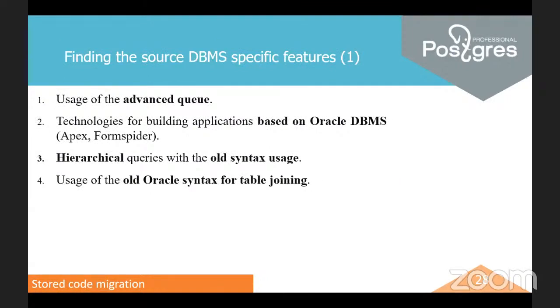And the first one is usage of the advanced queue, DBMS AQ, to encode and decode the messages between various system components. The solution related to queue mechanisms can be implemented on the application side, for example, by using various technologies such as Apache Kafka and ActiveMQ. And the external Postgres module pgQ can be used as well. However, it should be tested in terms of speed.